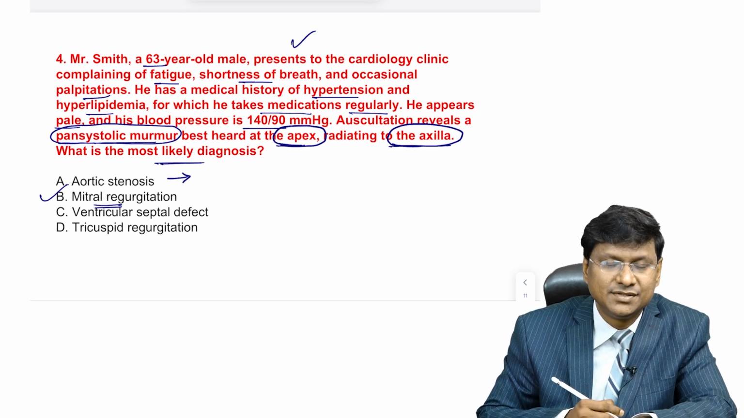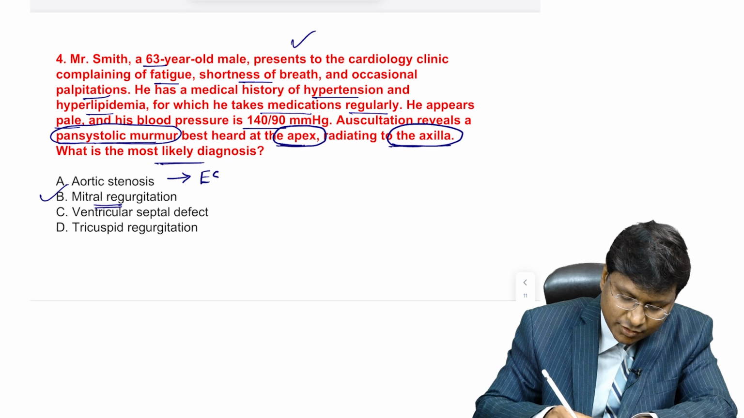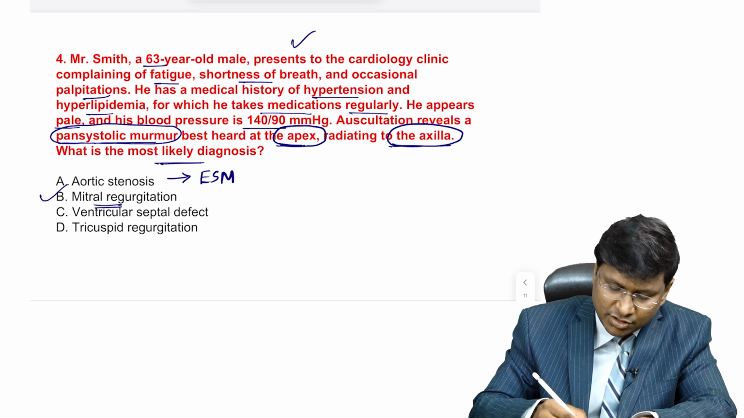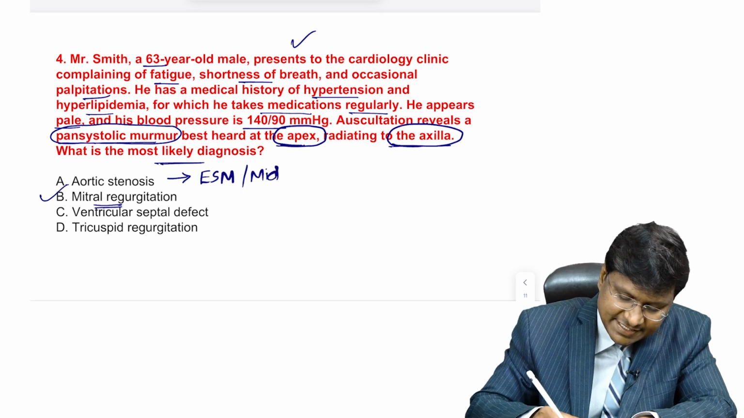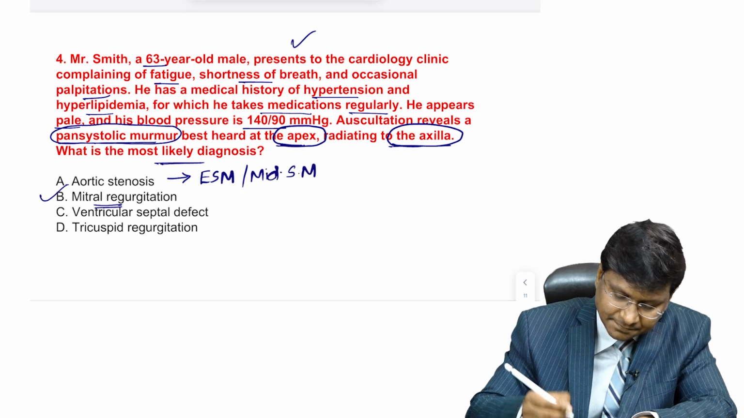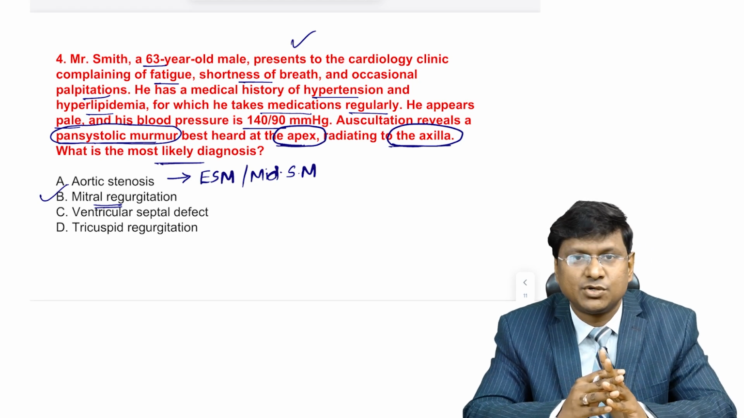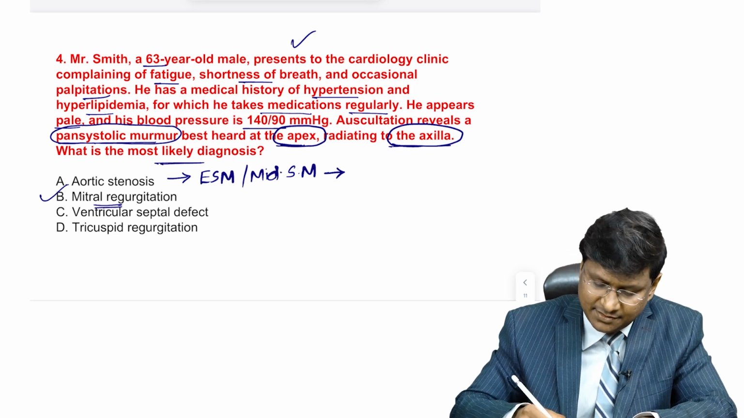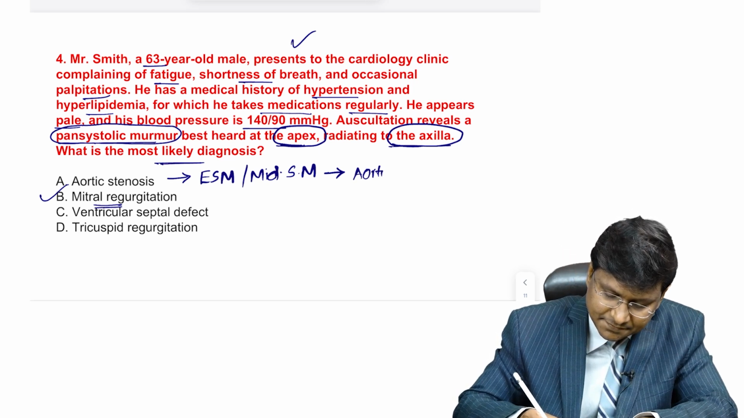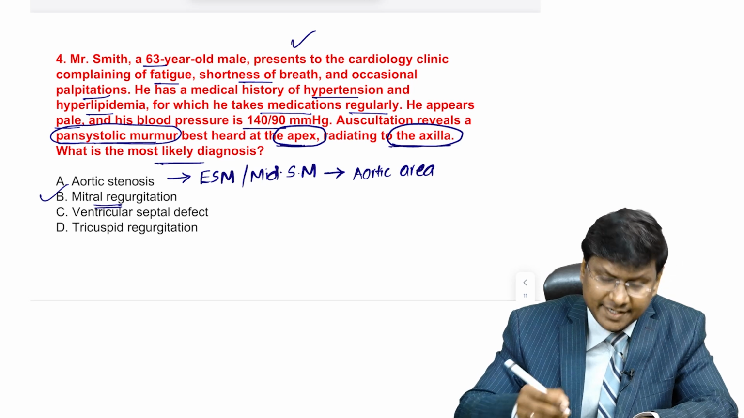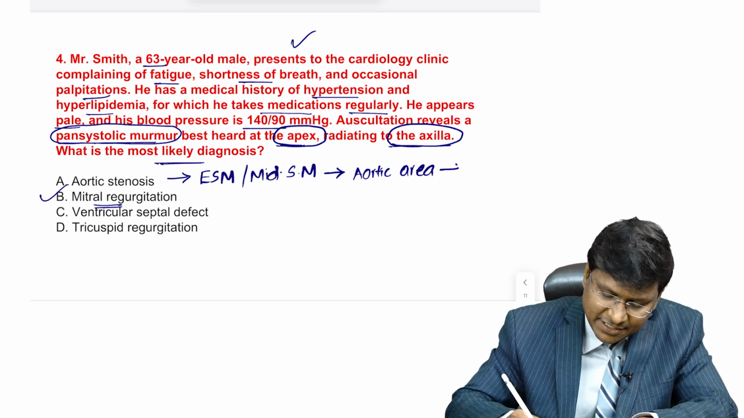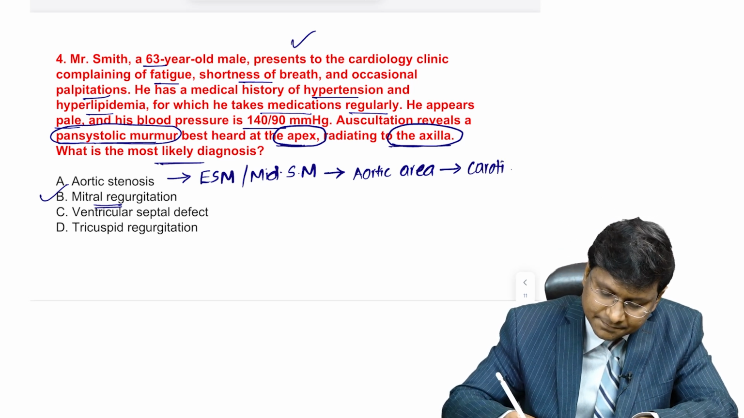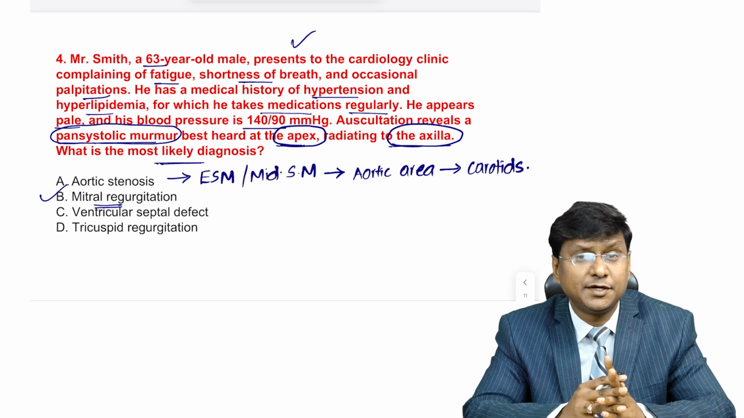In aortic stenosis, the murmur that you will have is the ejection systolic murmur, right? Ejection systolic murmur is also called a mid-systolic murmur. This murmur is heard in the aortic area, and from the aortic area it will be radiating to the carotids.